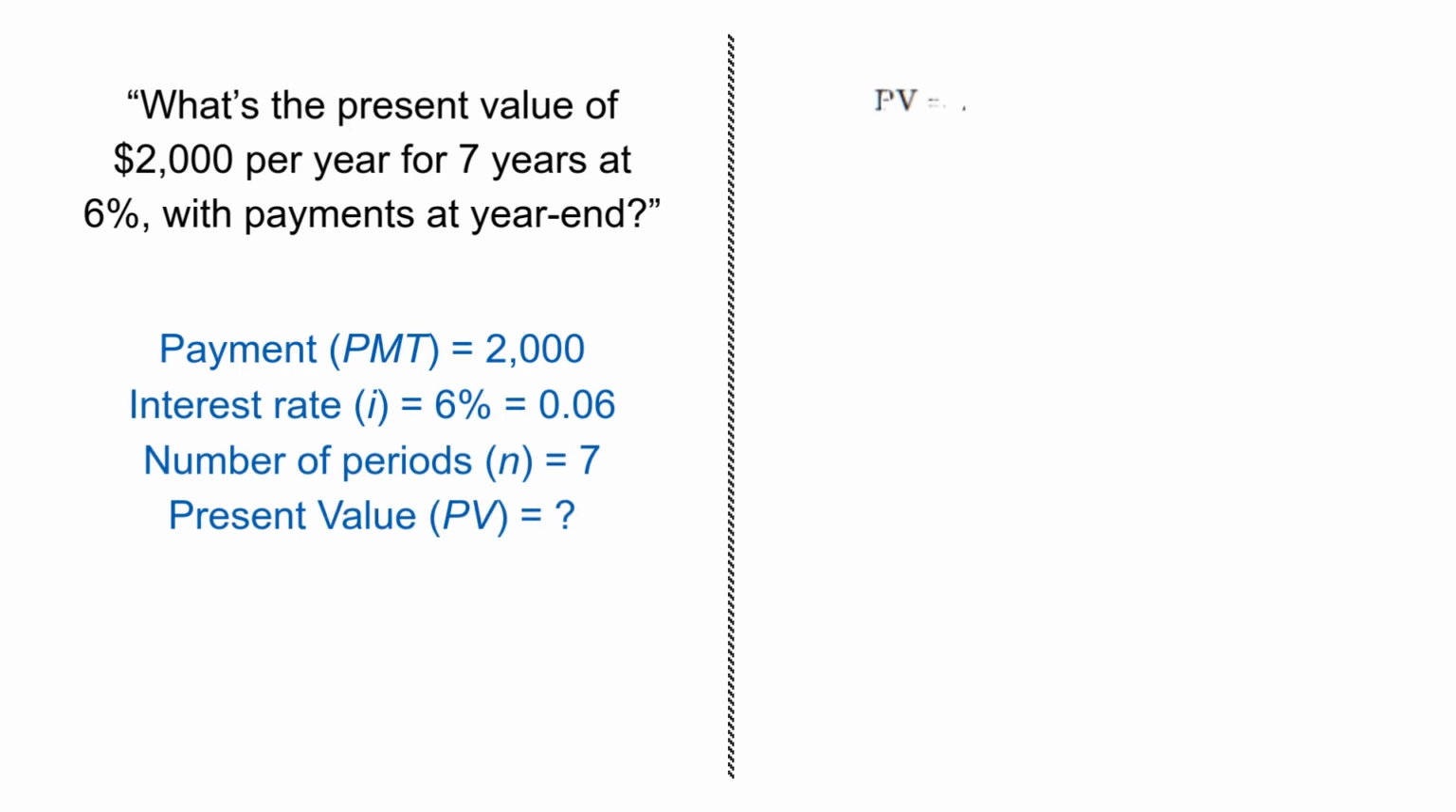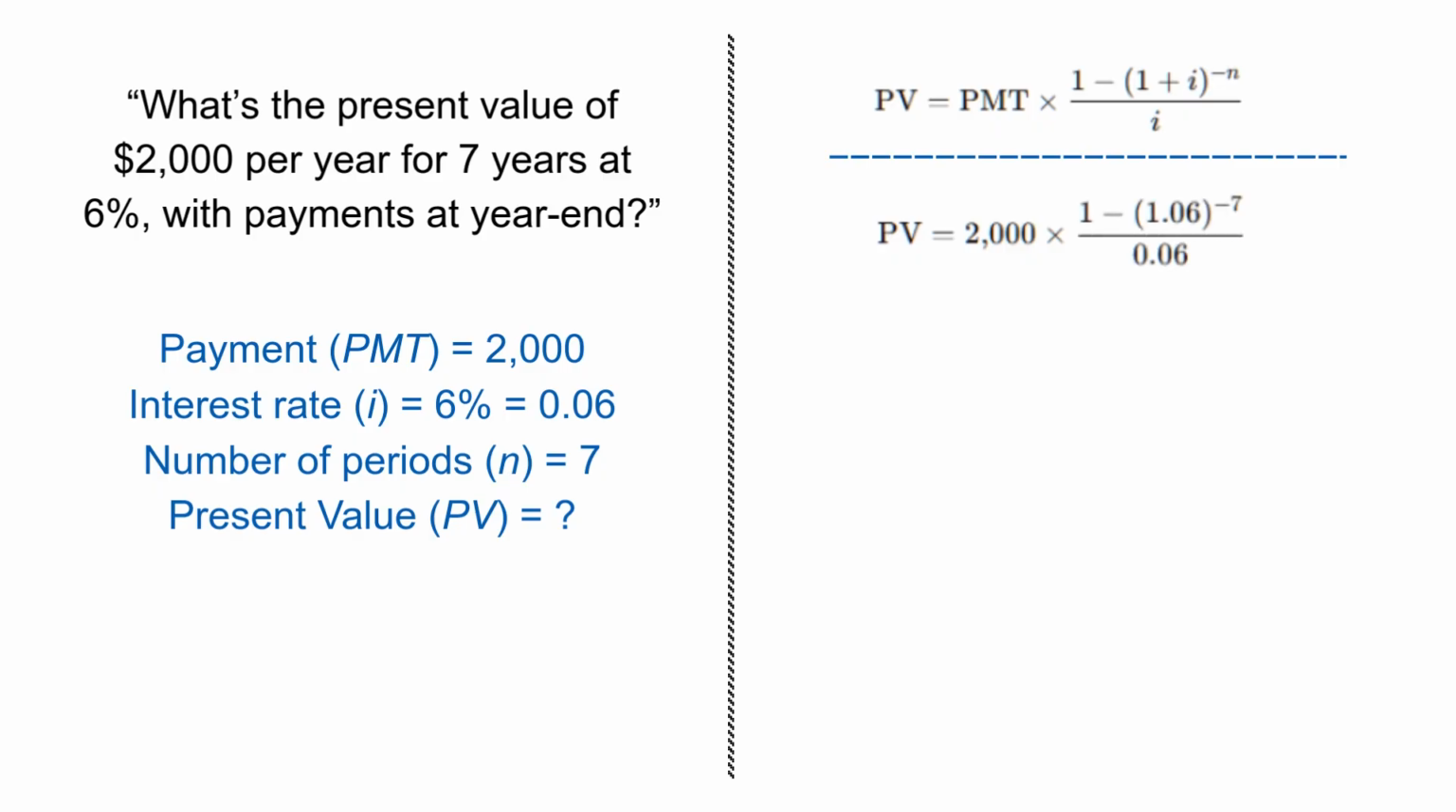Step 3. The formula. The formula for the present value of an ordinary annuity is PV equals PMT times the bracket 1 minus 1 plus i to the negative n, all divided by i. Step 4. Plug in the numbers. Now let's plug in our values. PV equals 2,000 times 1 minus 1.06 to the power of negative 7, divided by 0.06.